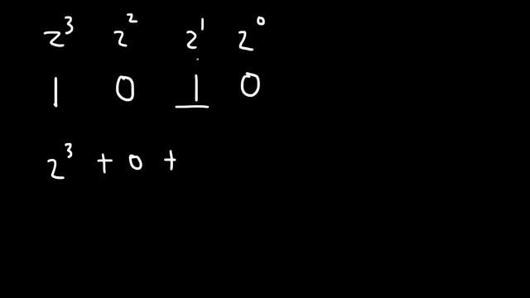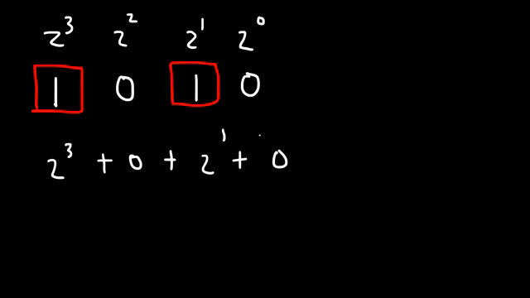And then it's going to be 1 times 2 to the first power, which is just 2 to the first power. And then 0 times 2 to the 0 is 0. So everywhere you see a 0, you can ignore it. We only need to focus on the numbers that contain a 1.